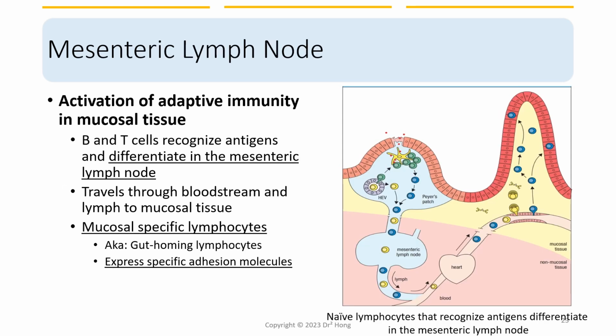B cells and T cells are first activated in the Peyer's patches. Then they migrate to the mesenteric lymph node and differentiate. Following differentiation, these mucosal-specific lymphocytes, or what we call gut-homing lymphocytes, contain specific adhesion molecules that allow them to travel through the bloodstream and the lymph and back to the intestinal mucosal tissue.